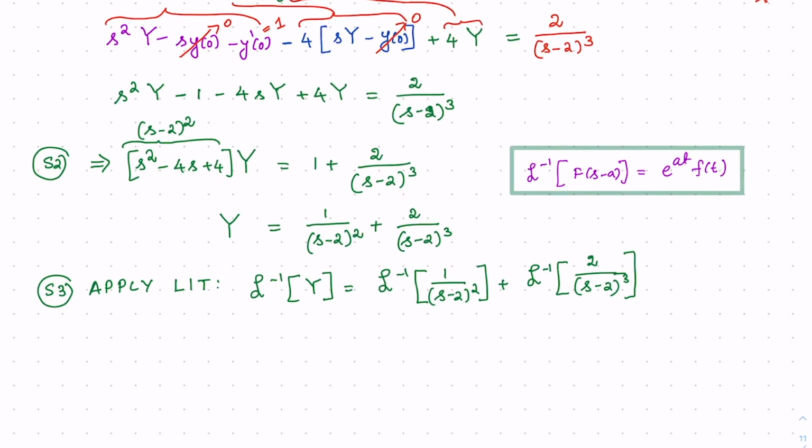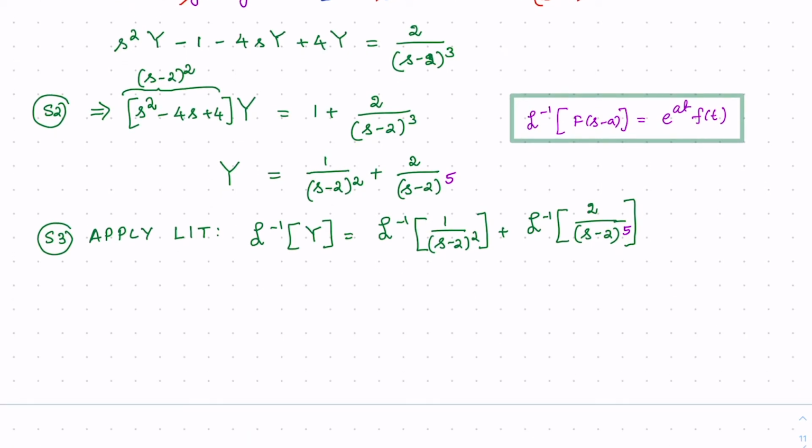So if I apply this formula, as you see here, I have 1 over s minus 2 squared, and I have 2 over s minus 2 to the, actually I made a mistake in here. If I divide, this should be, that's correct. This should be 5. And this should be 5 as well. Please make a note of that.